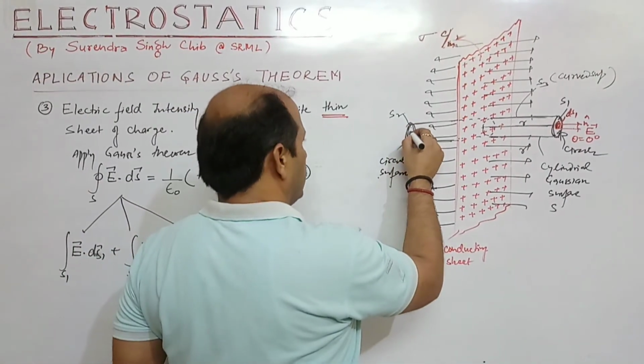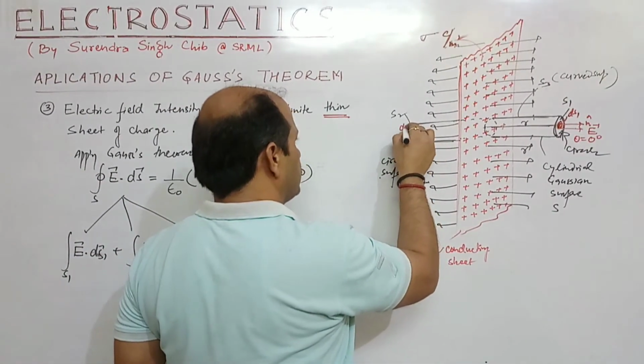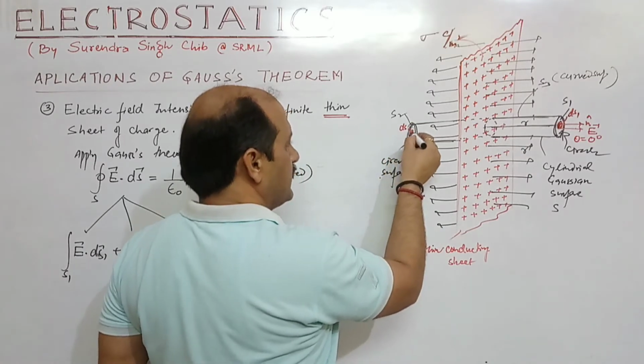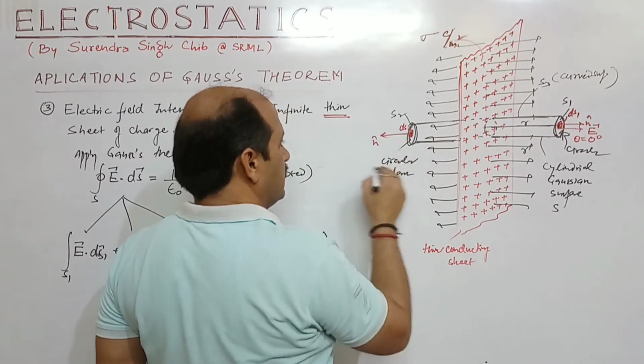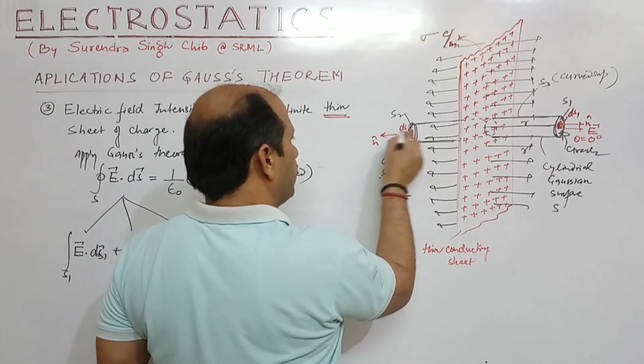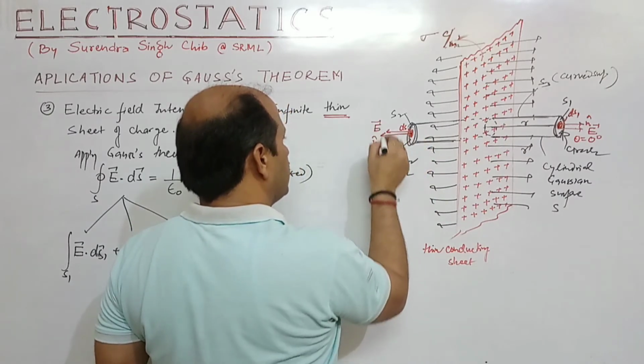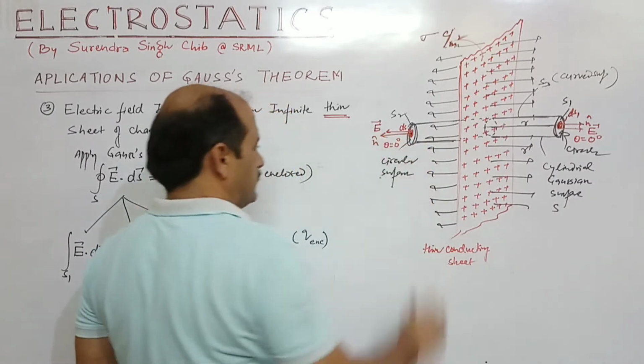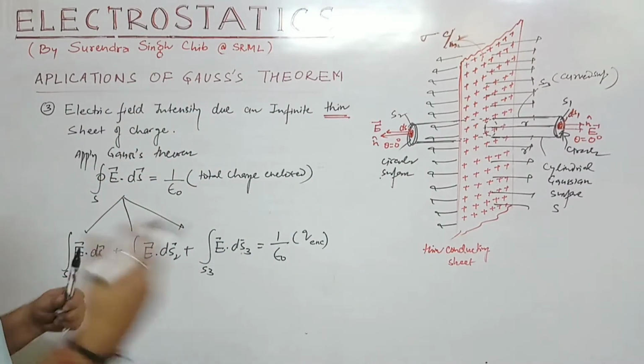So here we write cos 0. Let's come here. If we take a surface here, let it be ds2. Where will its n cap be? On this side. Where is the electric field coming? On this side. So what is theta here? Theta again is 0 degrees, on that side and on this side.